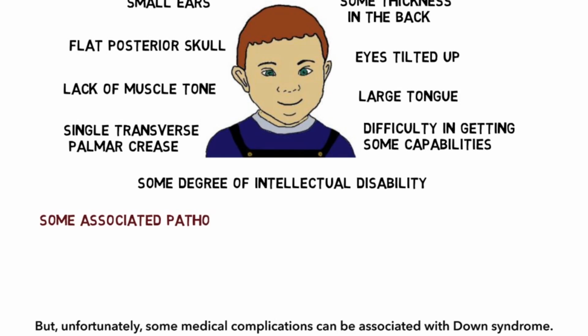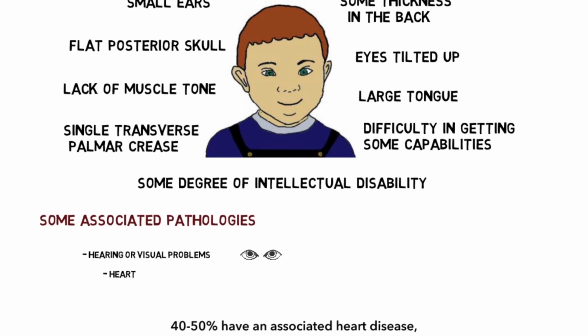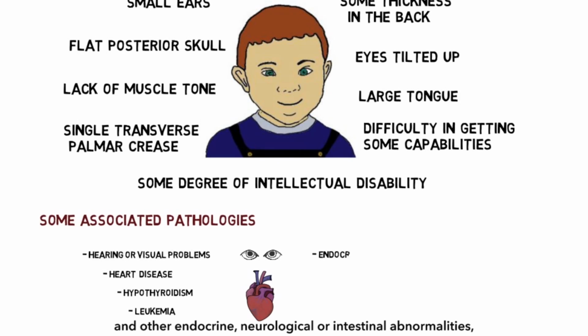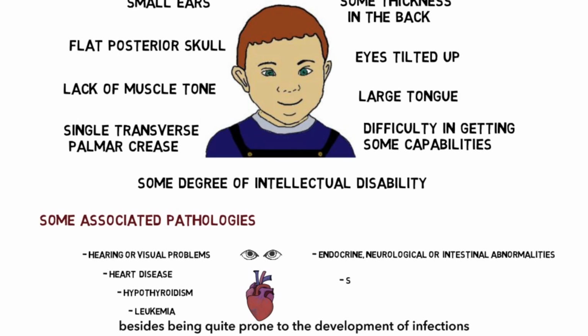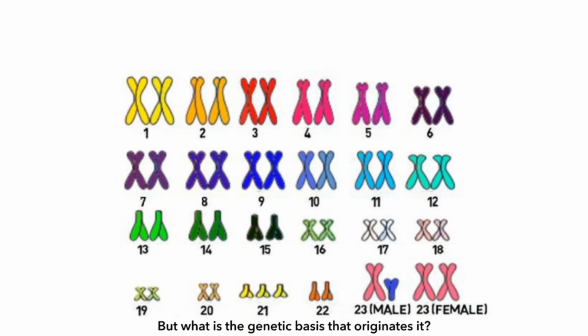But unfortunately, some medical complications can be associated with Down syndrome. In general, we can say that some of them have hearing or visual problems, 40 to 50% have an associated heart disease, 20 to 40% have hypothyroidism, 2% leukemia, and other endocrine, neurological, or intestinal abnormalities, besides being quite prone to the development of infections due to some degree of immunodeficiency. But what is the genetic basis that originates it?